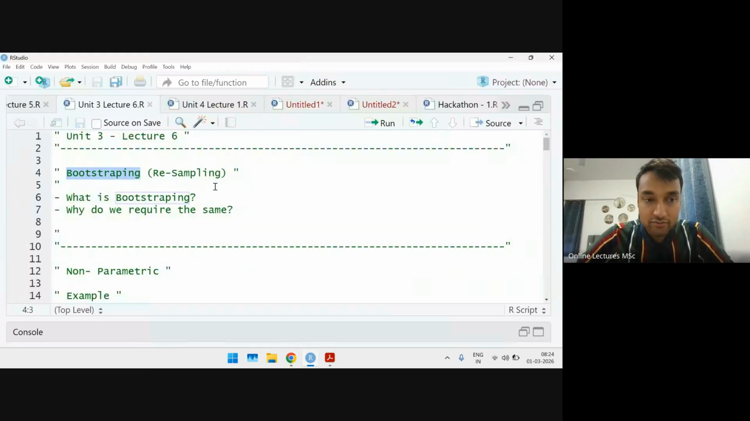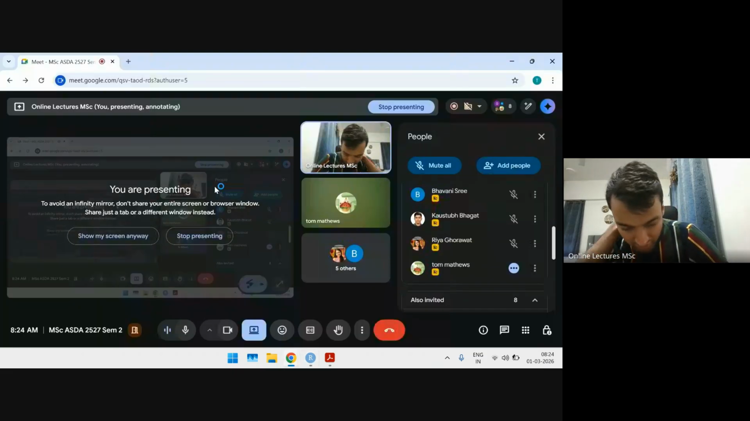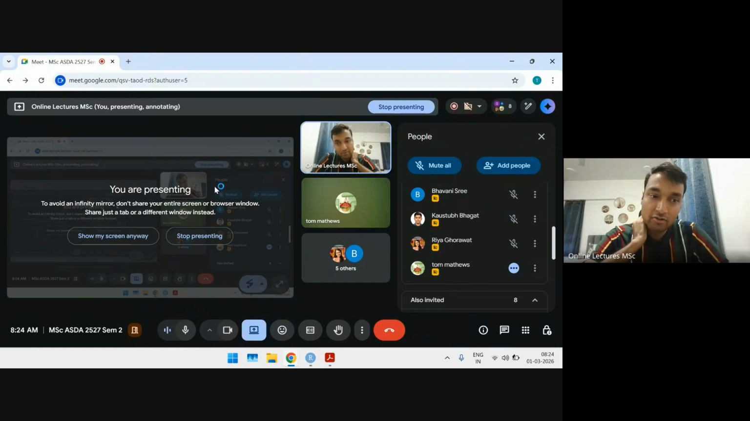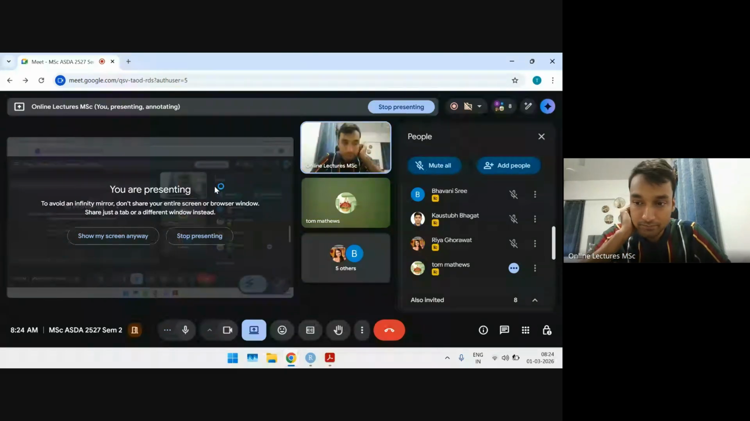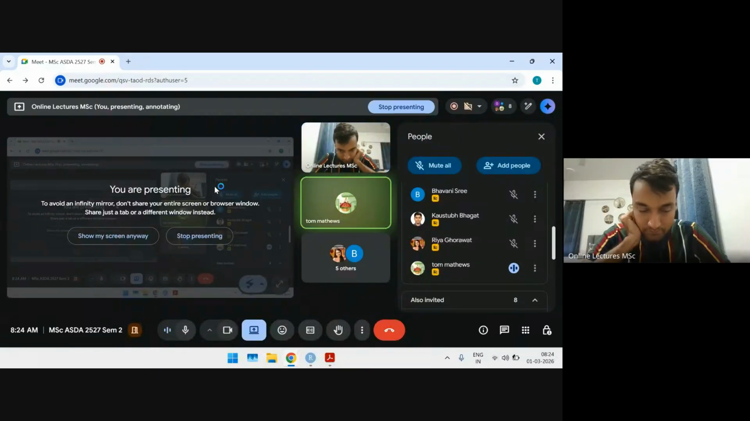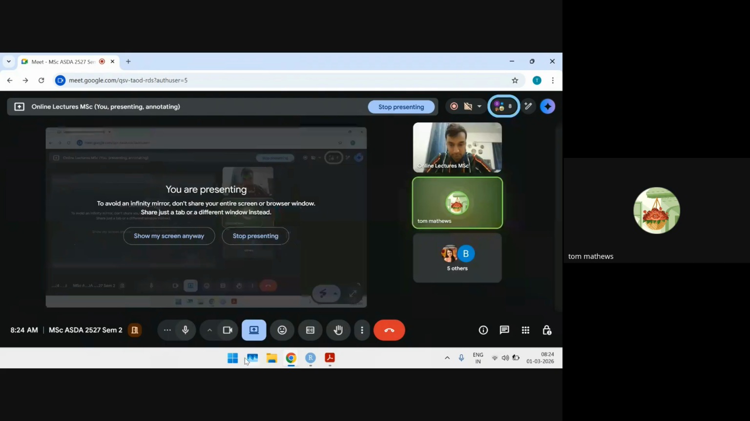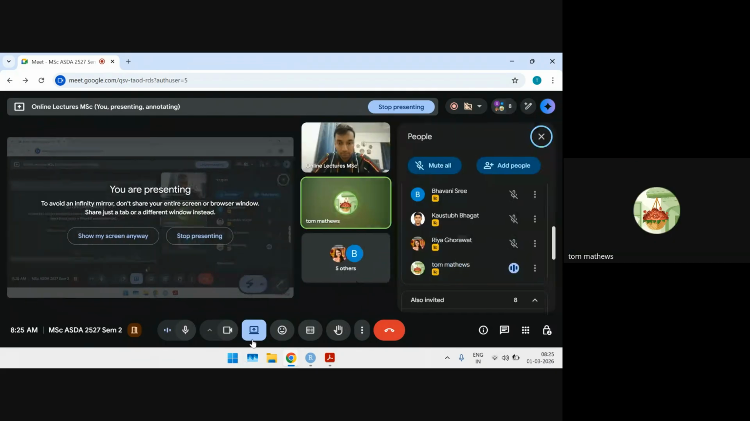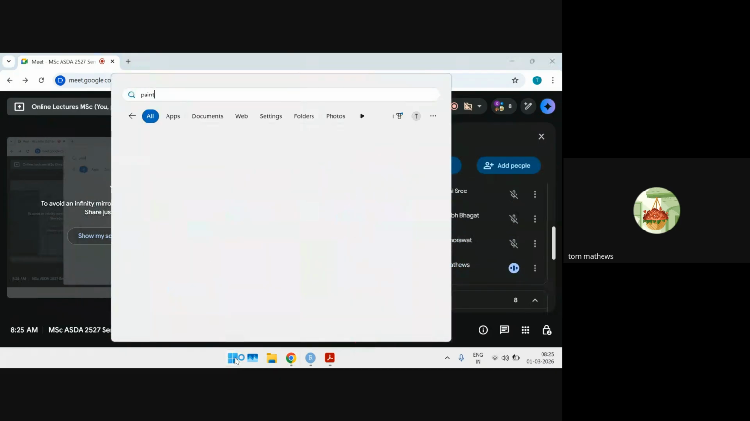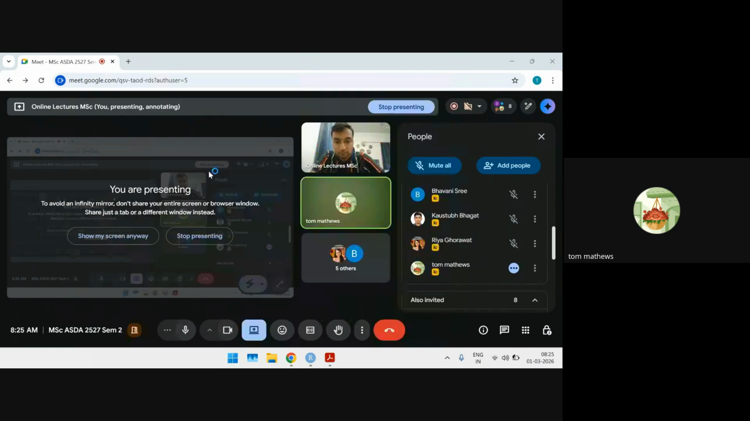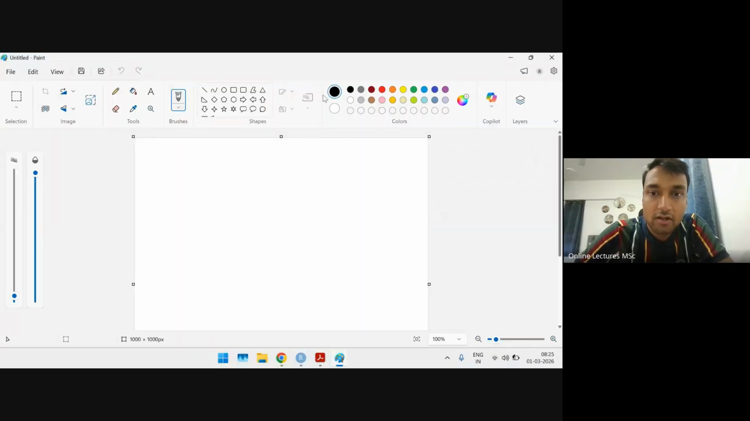So, if you see on my screen, in the bracket I've written bootstrapping as resampling. So what do you mean by resampling? We have heard the term sample, but what do you mean by resampling? We are repeatedly taking samples. To assess the variability, we are repeatedly sampling with replacement. Then that is resampling.